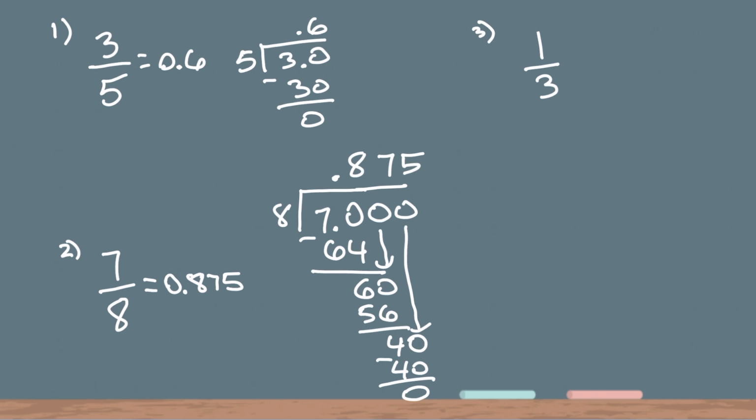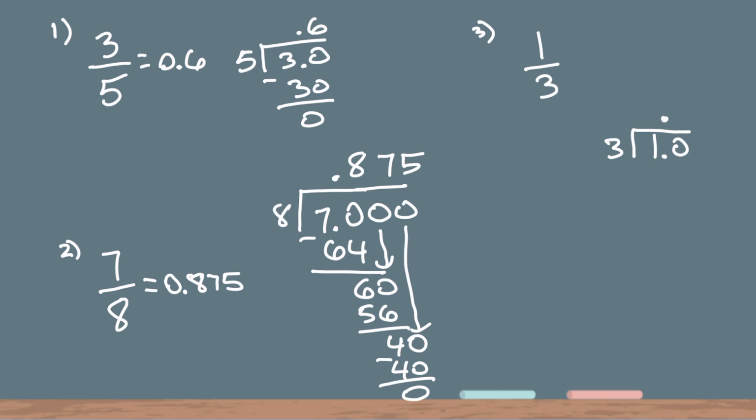Okay, so now let's move on to our third problem, which is 1 over 3. So again, I'm going to go ahead and write it out. So 1 divided by 3. Okay, so 1 can't be divided into 3, so I'm going to go ahead and extend my division problem. So that's going to be 10 divided by 3.